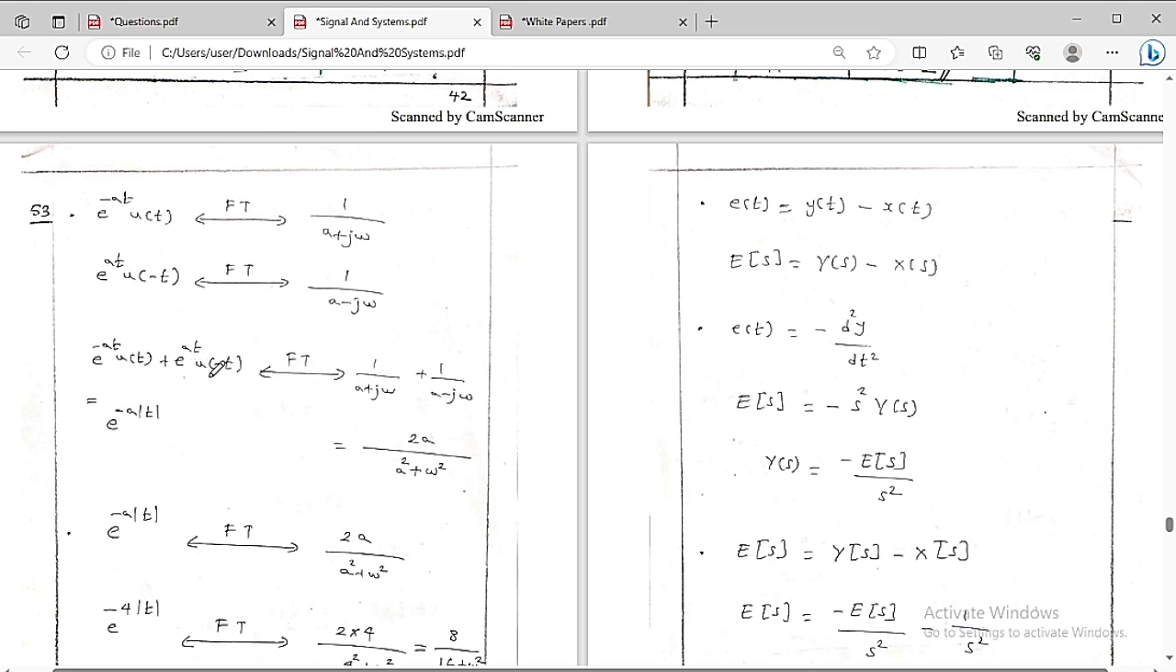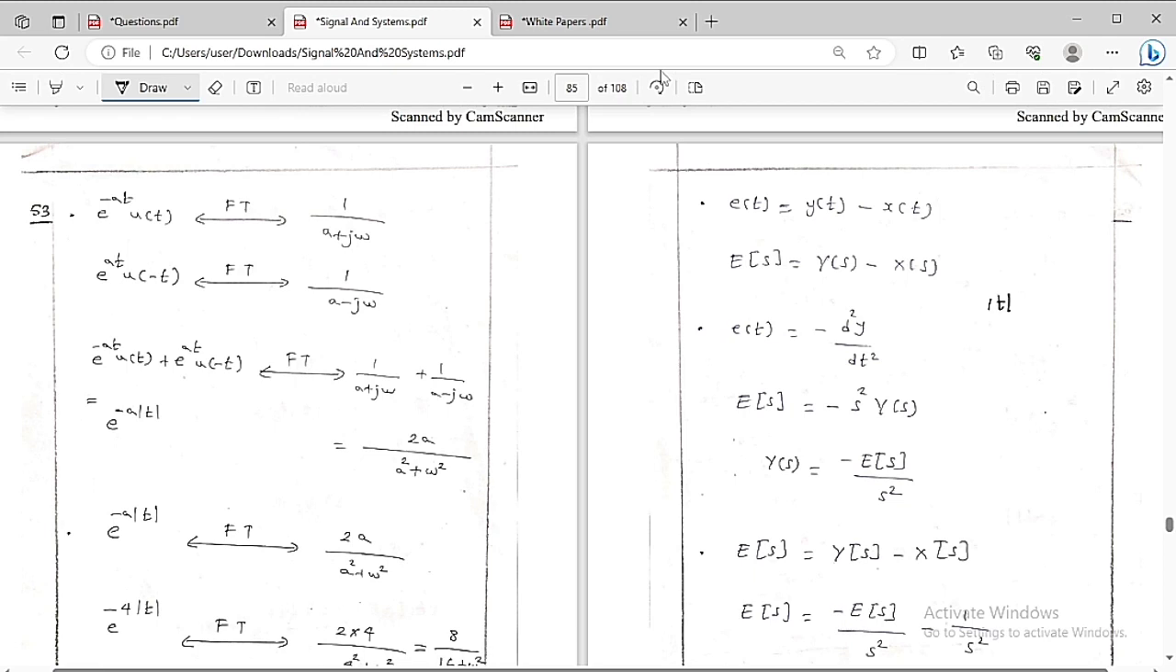So e to the power of minus at into u of t plus e to the power of at into u of minus t is nothing but e to the power of minus a into mod t. Because I have already told you, mod t is equal to plus t for t greater than or equal to 0, and it is equal to minus t for t less than or equal to 0. So for t greater than 0 we get e to the power of minus a t, and for t less than or equal to 0, e to the power of minus a into minus t is nothing but e to the power of at. So you can see clearly this is nothing but e to the power of minus a into mod t.